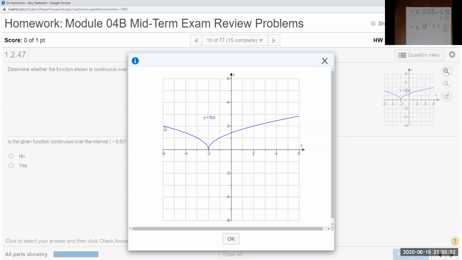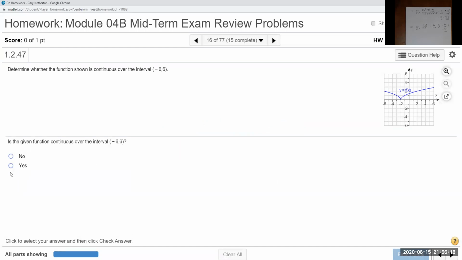Can I redraw this whole function and never lift my pen or pencil up off the ground? Even though there's a sharp corner here, I can still keep drawing and keep drawing. And what have I done? I've been able to trace out the whole graph from -6 to 6 without ever lifting my pen. When you can do that, that means it's continuous.